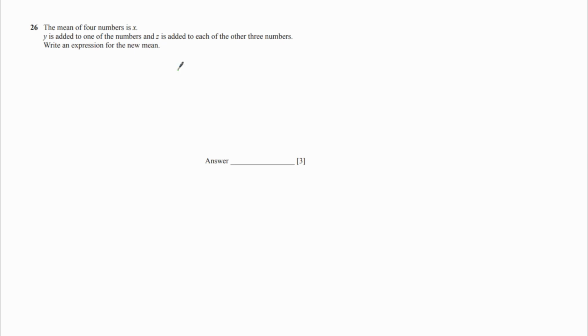So if I show the 4 numbers with a plus b plus c plus d, all of them divided by 4, that is equal to x. So that is the mean of 4 numbers. Now we are adding y to 1 and z to the other 3. So what happens in here? We need to write down an expression for the new mean.